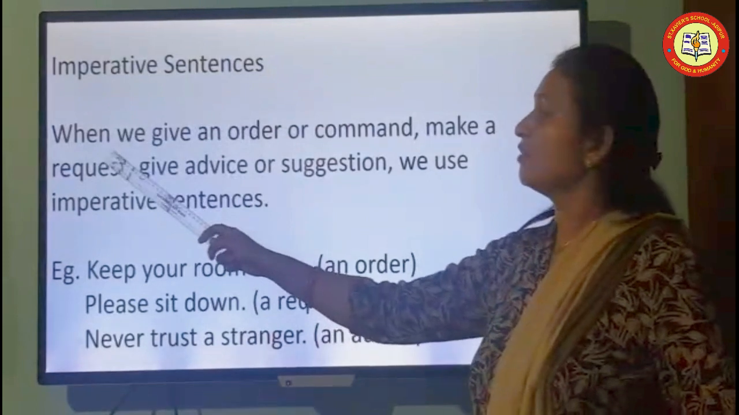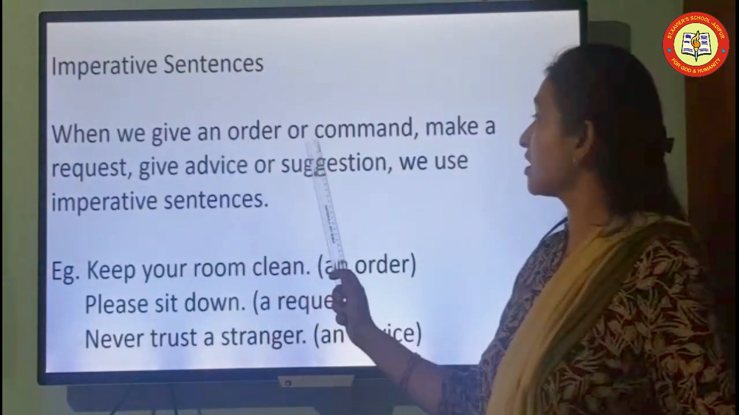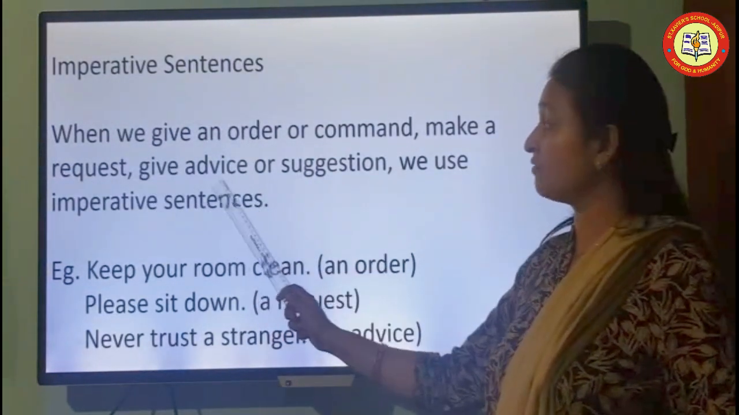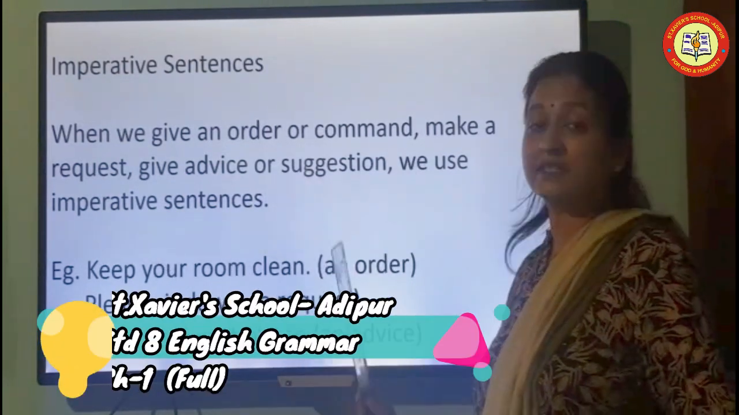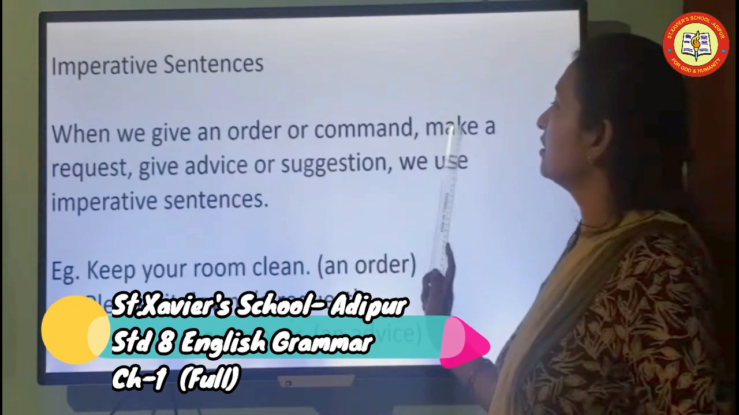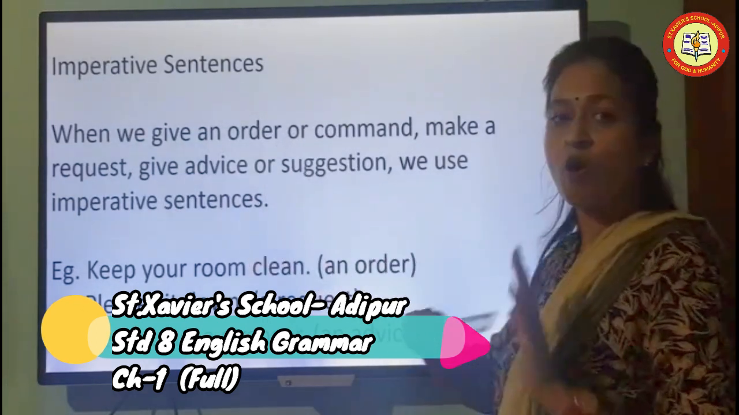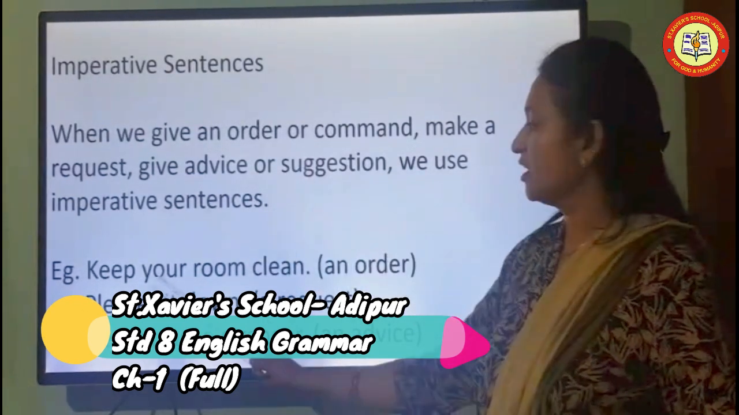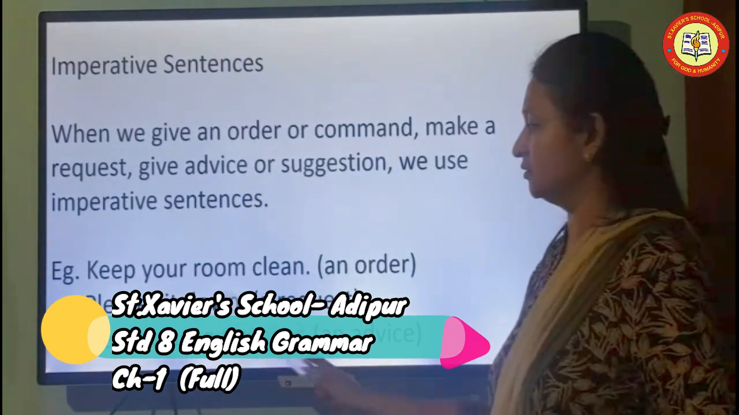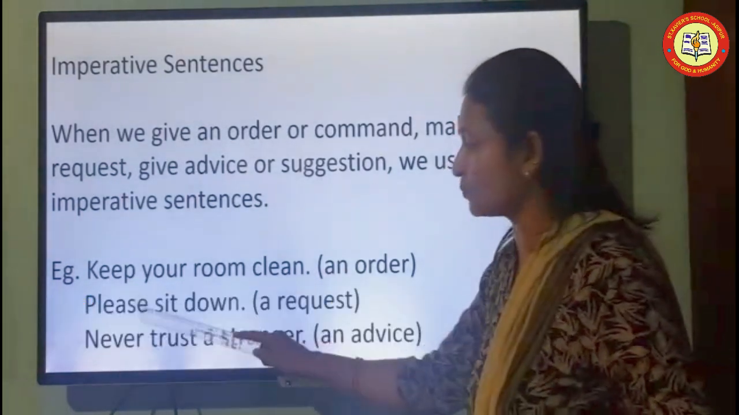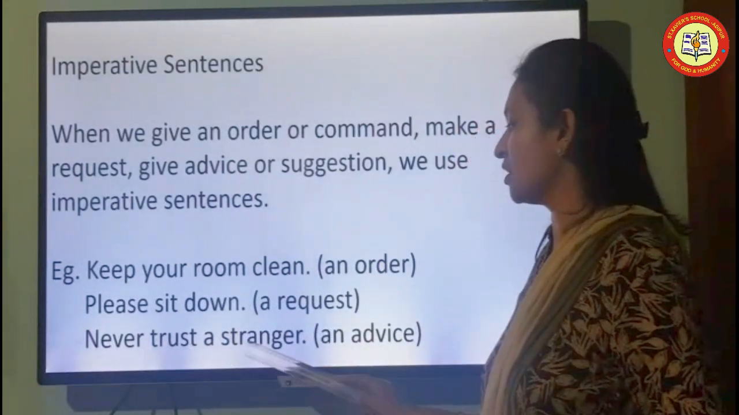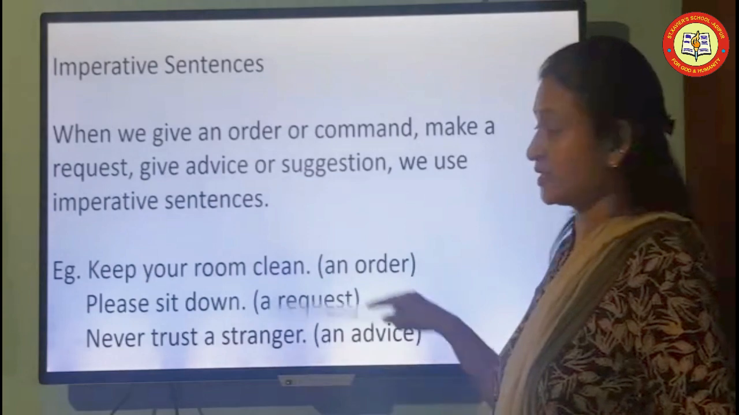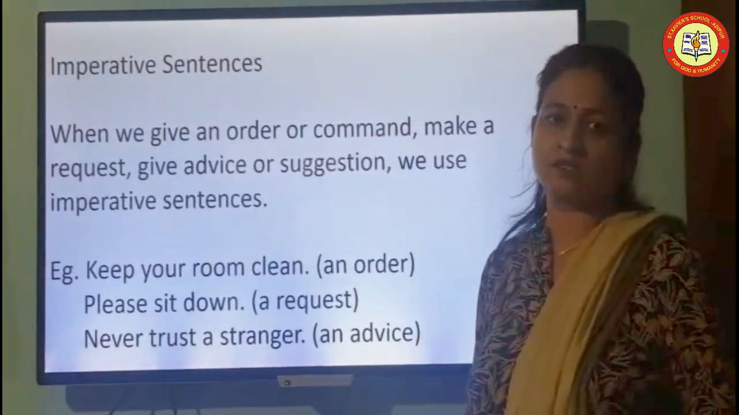Imperative sentences. When we give an order or command, make a request, give advice or suggestion, we use an imperative sentence. So that means order, request, advice, suggestion, all these are imperative sentences. Keep your room clean. It's an order. Please sit down. Whenever we use the word please, it's always a request. Never trust a stranger. It's advice. So these are all imperative sentences.